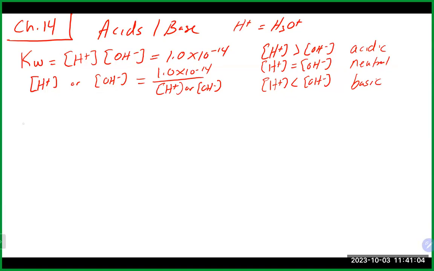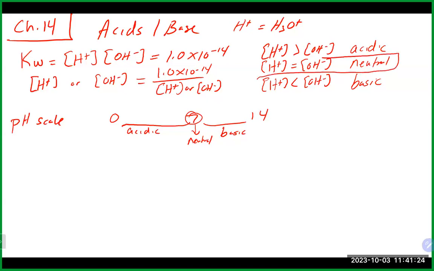We then got into the talk of the pH scale, which runs from 0 to 7 to 14. Below 7 is acidic. Above 7 is basic. And 7 is neutral, because of this right here. Since they are equal to each other, they will have that concentration of 1 times 10 to the minus 7, which gives you a pH of 7. So we'll go with 7 as neutral.